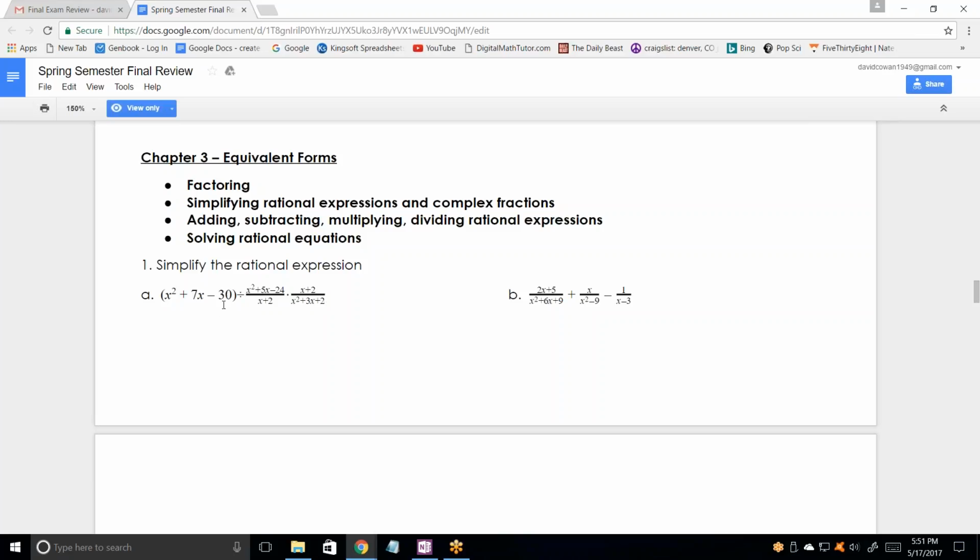So A is this quadratic divided by this multiplied by that? Yeah. Okay, let's do that one. Hold on, I've got to blow it up a little bit. For some reason, the zoom.